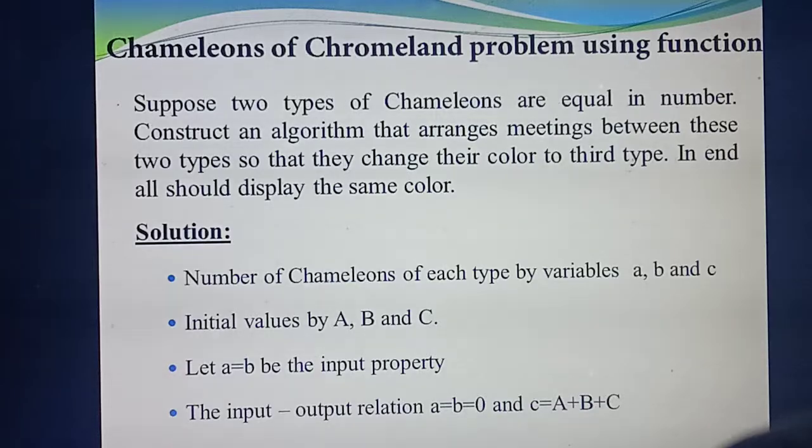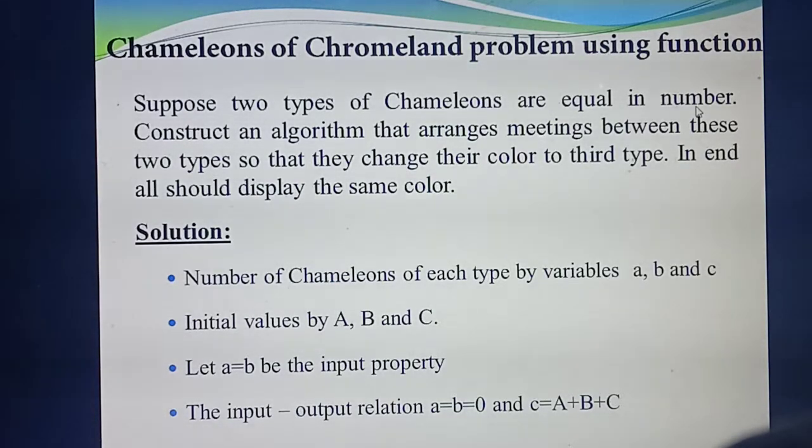Okay, this is important. So, the Chamberlain's of Cromland problem using a function. The same thing you have studied in 11th standard also. So what does the problem mean? Consider Chamberlains. You can take two types of Chamberlains, maybe any two colors, red or blue or green. For example, I am taking two types of Chamberlain: one is red and one is blue. So what's the question they are giving me?